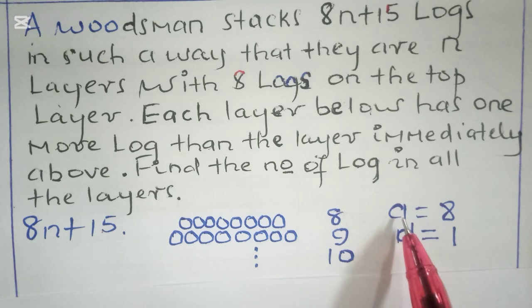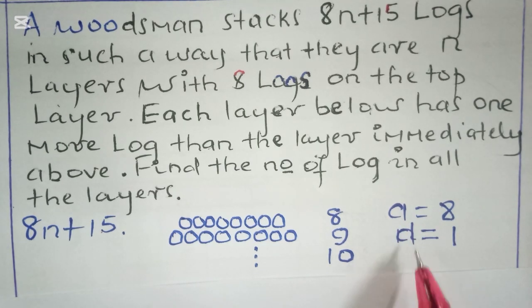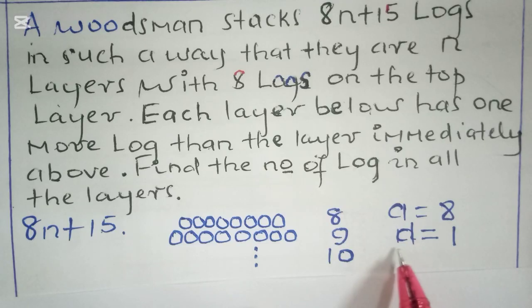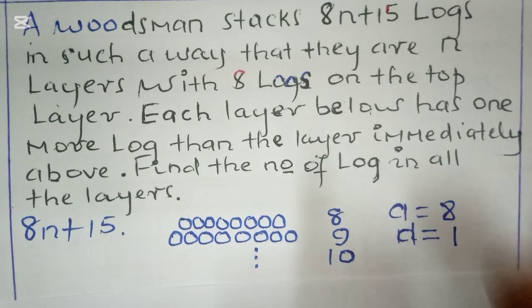So guys, the a, which is the first layer, is 8, and then d, the common difference, is 1, because this one has 9 and the other one has also one more than the one above it, and so it makes what we call an arithmetic progression, and that's why d equals 1.